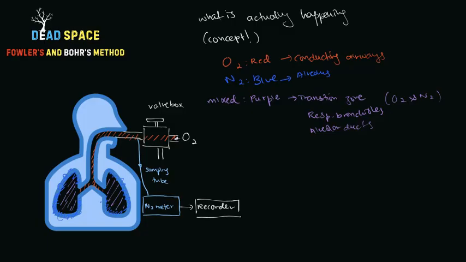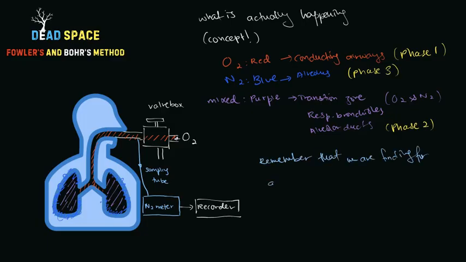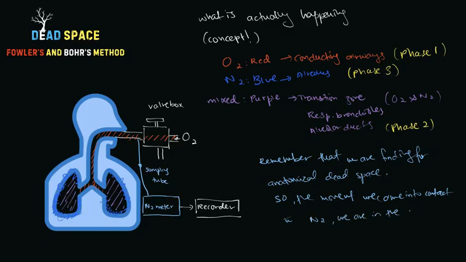These are alveolar gas. So when we plot the graph, we will have phase 1, which comprises the conducting airways, phase 2, the transition zone, and phase 3, the alveolus. Remember, we are finding the anatomical dead space. So the moment when we are in contact with nitrogen, we are in the ventilated portion of the lung. That zone is where we can find the anatomical dead space.